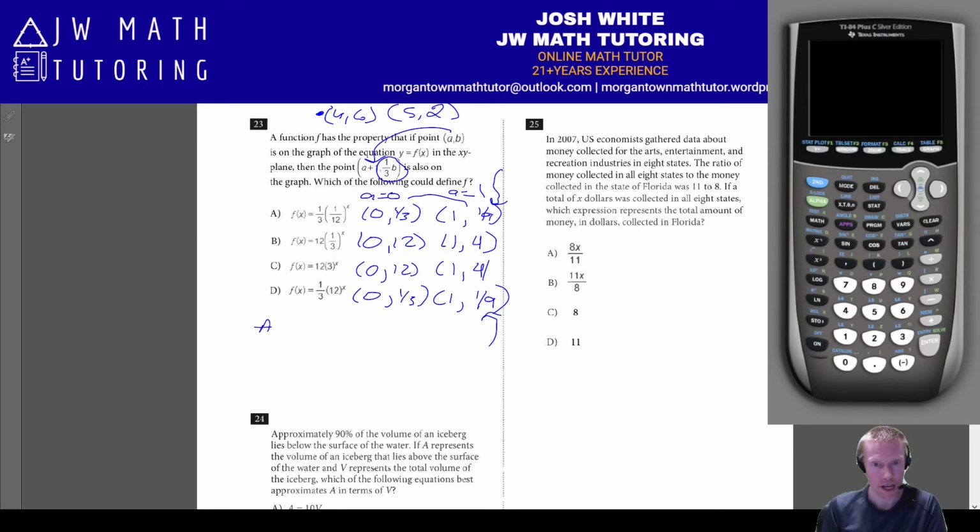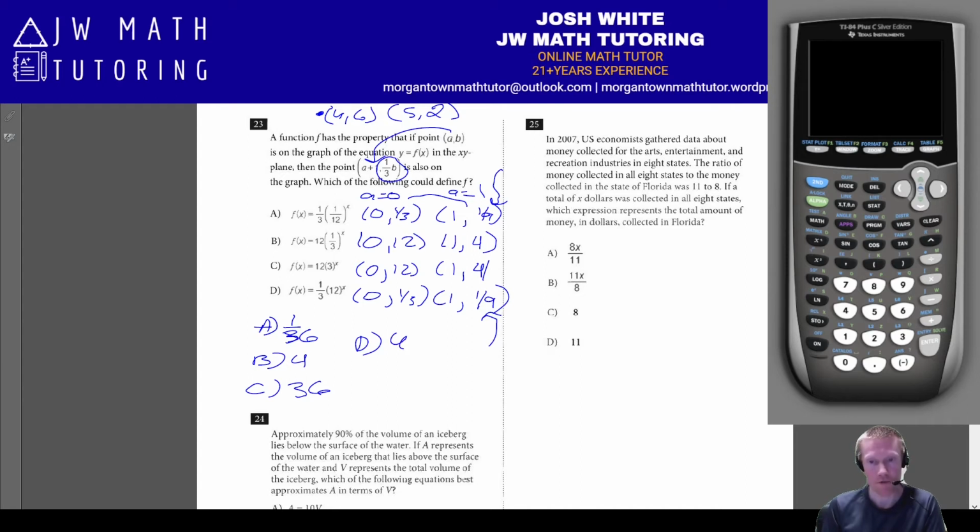So for a, it's going to be 1/3 times 1/12 to the first power, which is 1/36. For b, it's going to be 1/3 to the first, which is 1/3. 12 times 1/3 is 4. For c, it's going to be 3 to the first, which is 3 times 12, that's 36. And then for d, it's going to be 1/3 times 12 to the first, which is just 12. That times the 1/3 is 4.